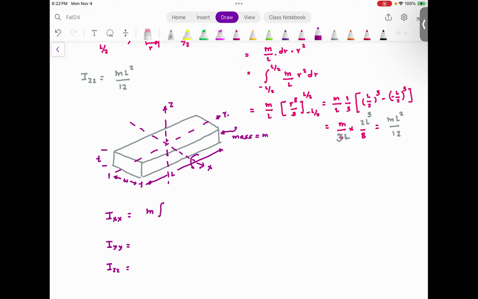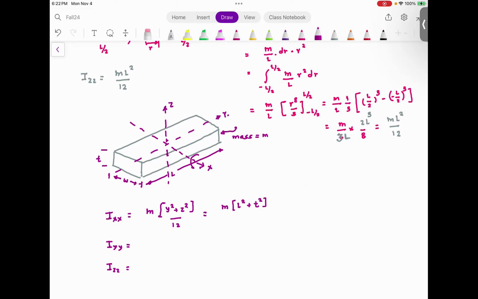Ixx for this bar is given as M, and since it is about x, you would say y square plus z square, divided by 12. Here the mass is M. The length about the y-axis is given as L square, and the length about the z-axis is given as T.